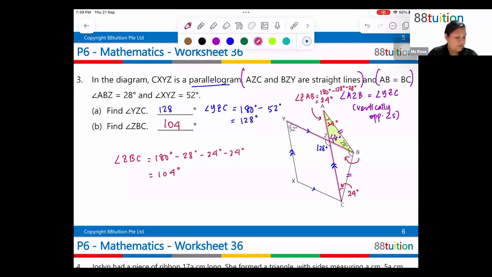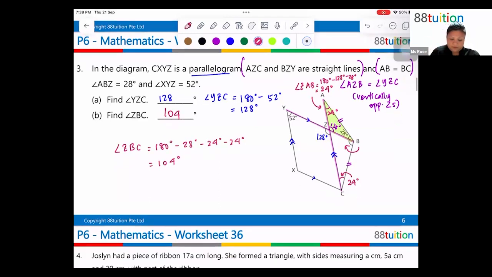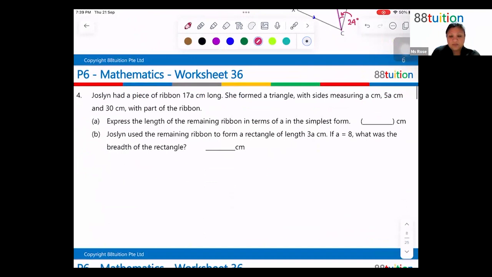Okay. Question? No. Let's take question number 4. Question number 4 is what we call your algebra. Okay, so this is your algebra.